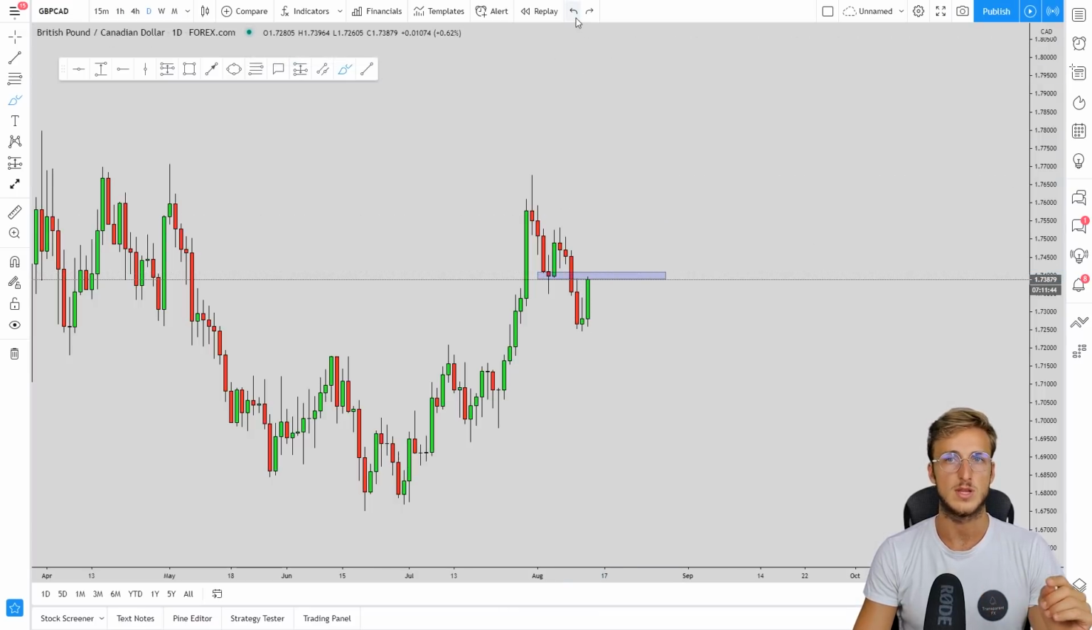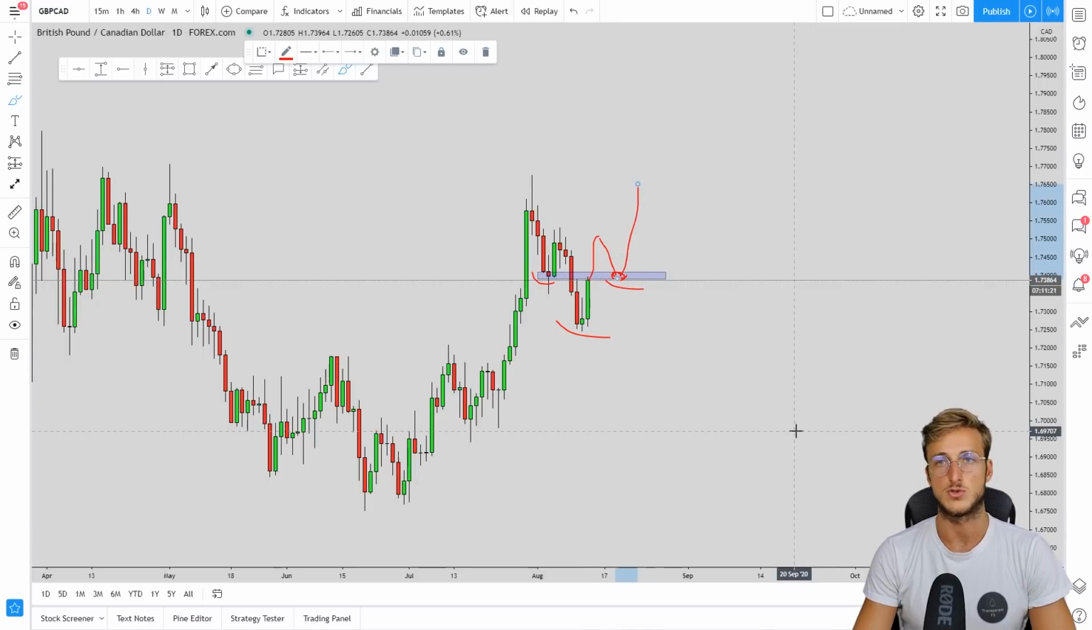Now, if this market wants to continue to the downside from here, it needs to reject the area and create an impulse, a correction, and an impulse pattern to the downside. On the other side, if it wants to break this area, this situation will be this one. We will have a break, and the market after the break will go to make a retest, and we will have the creation of this inverted head and shoulders. And the opportunity will be here for the continuation to the upside.